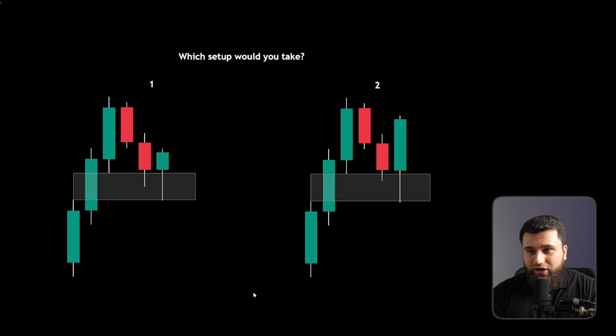So now you know what the AMD cycle is, but the real question is, how can you identify the manipulation candle? So before that, I have a question for you. Which setup would you take, the first one or the second one? I'll give you a second to think about it. For me, the answer is obvious, because on the right hand side, second choice, we have a manipulation candle.